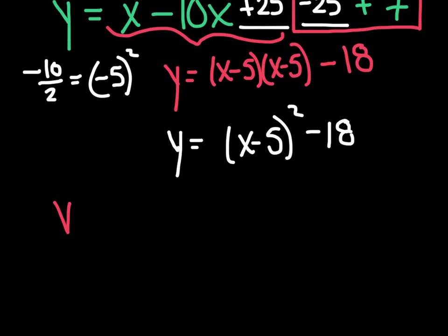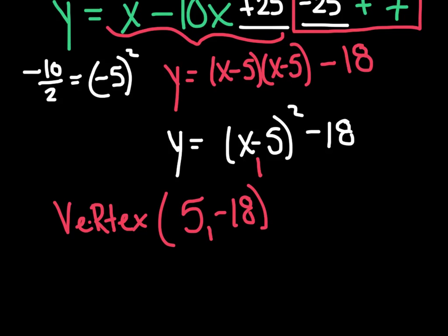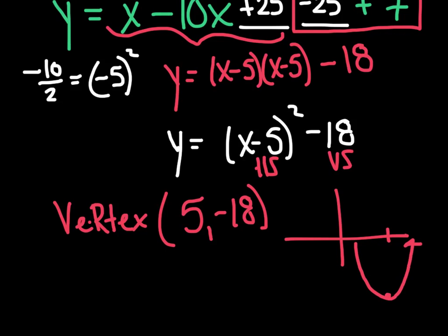Let's just say our vertex would be 5, negative 18. Remember, that's my horizontal shift, my vertical shift, and I can graph that. 5, negative 18 would be way down there in a nice parabola.